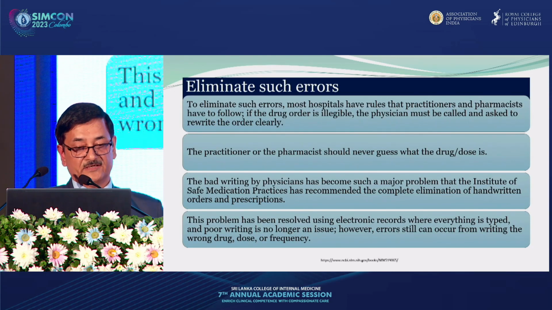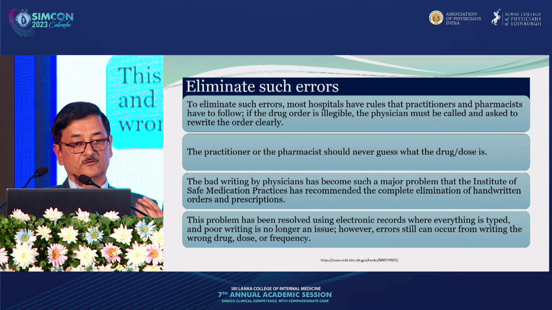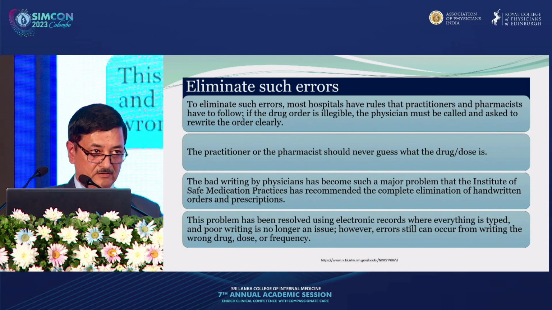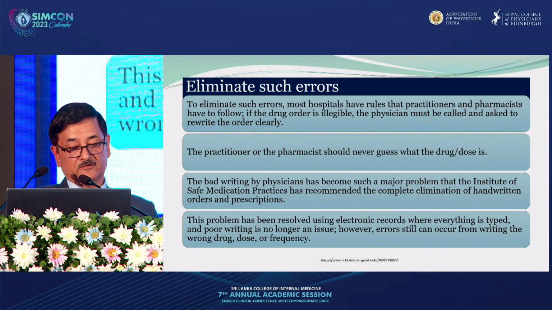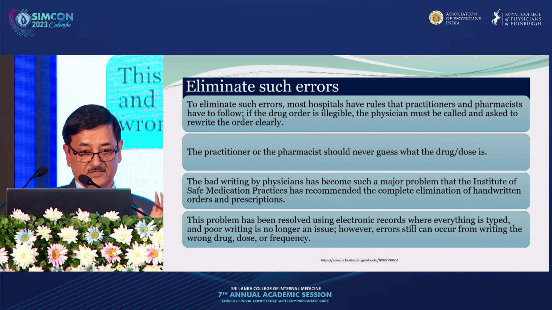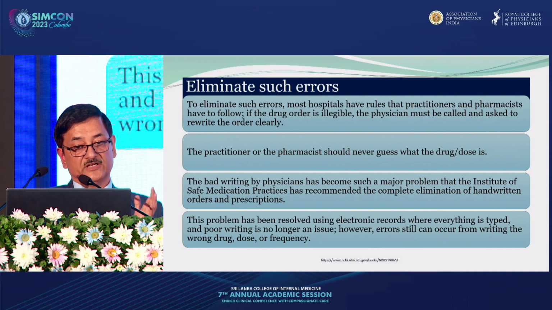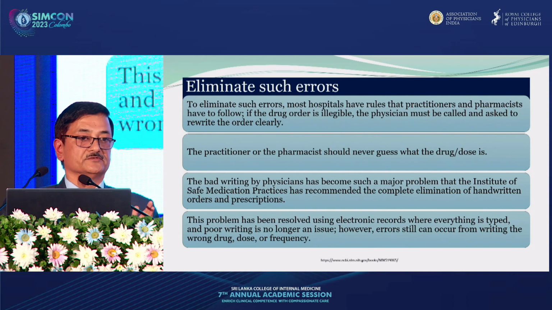To a bigger extent now, we have got a lot of electronic medical records and we are doing electronic prescription writing. But these things are still important, because many of our colleagues are still going for handwritten prescriptions, and orders are usually written by hand, so this has to be understood. The practitioner or the pharmacist should never guess what the drug or dose is. It has to be asked.